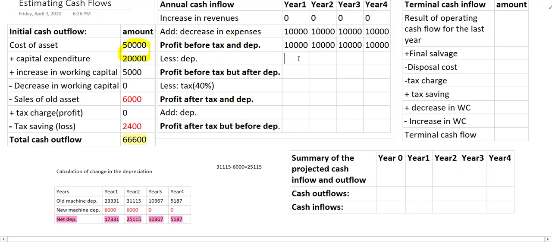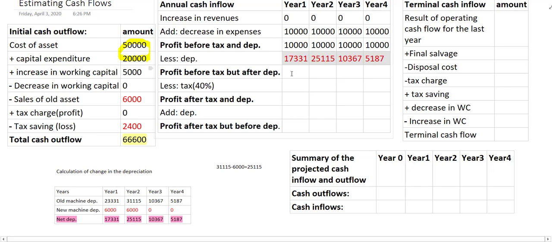So now let me mention the exact figure, 17,331, right? For the second year, it is 25,115. For the next year, it is 10,367. For the next year, 5,187. As this is negative, we have to mention it with the red color. So mention it with the red.